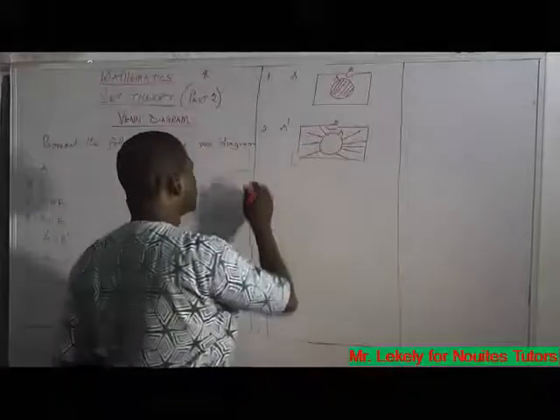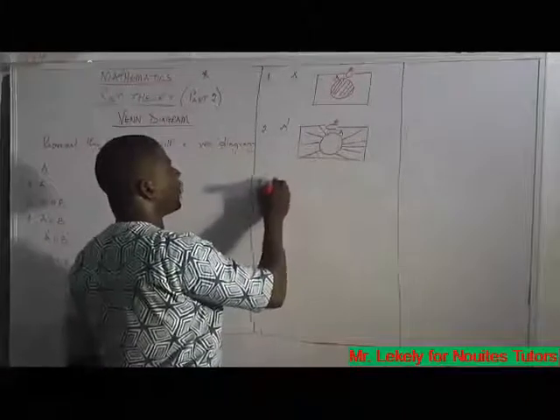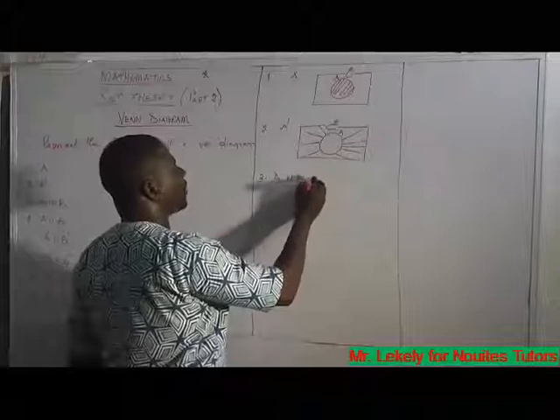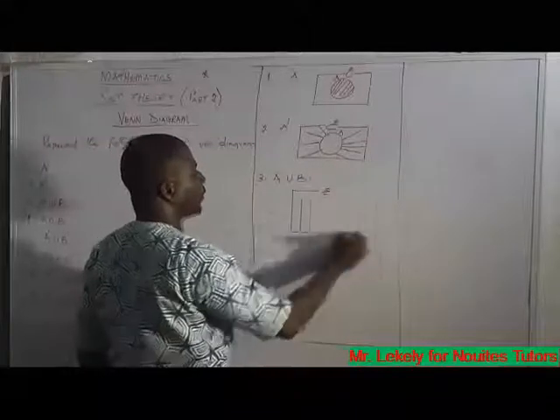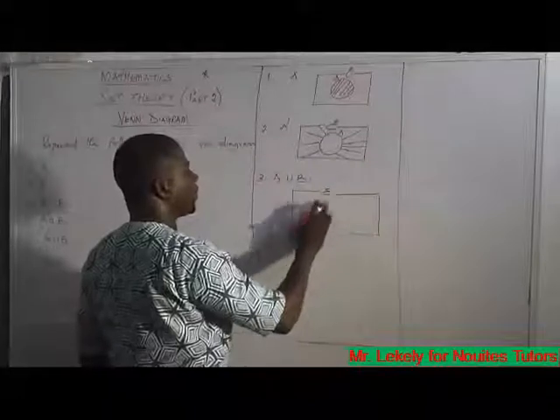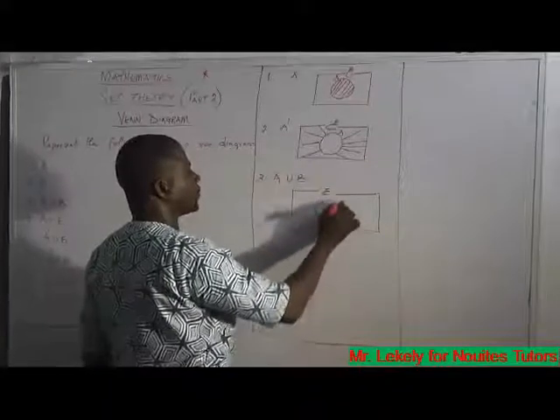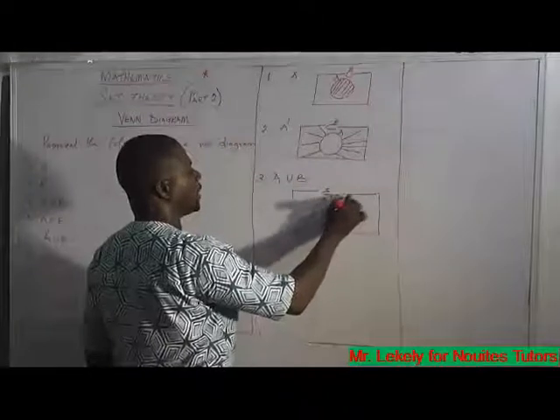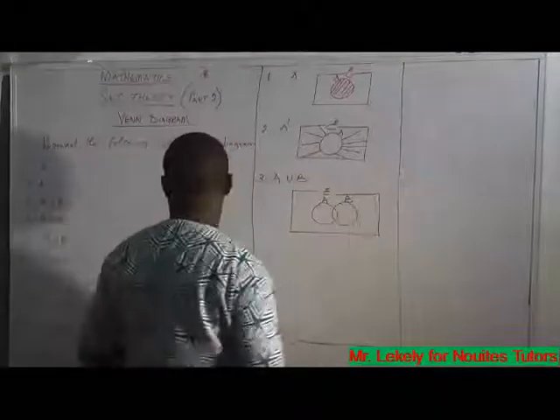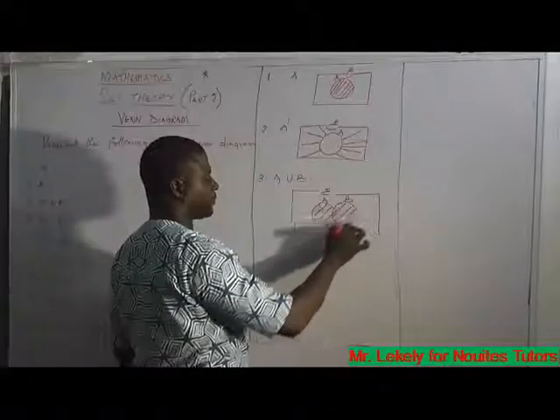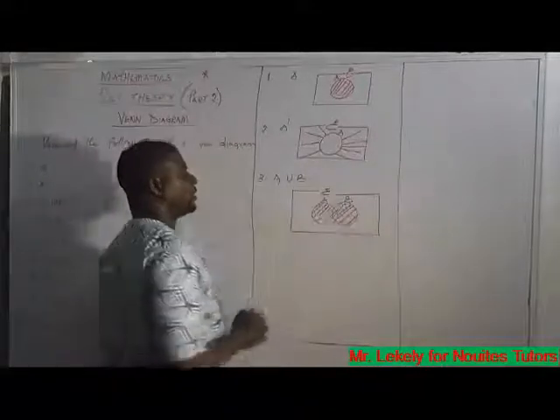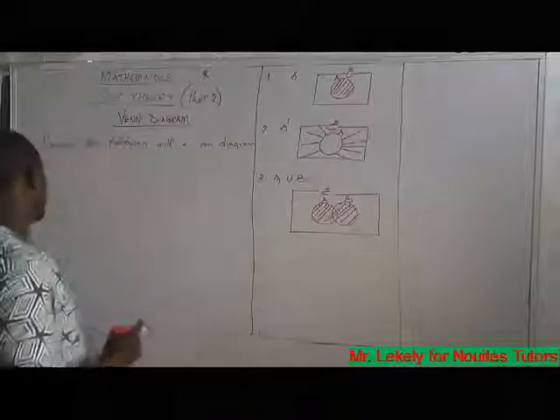Then the next one, which is number 3, you have A union B. Now for your A union B, you will have this A and then B. So A union B means A and B together. So you shade everything. You see that? A and B together. A union B.